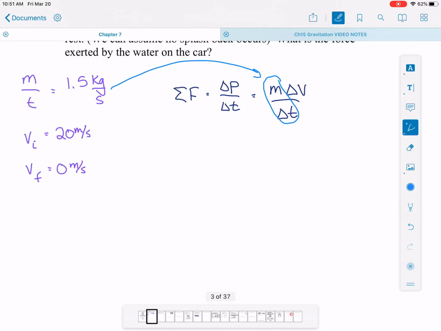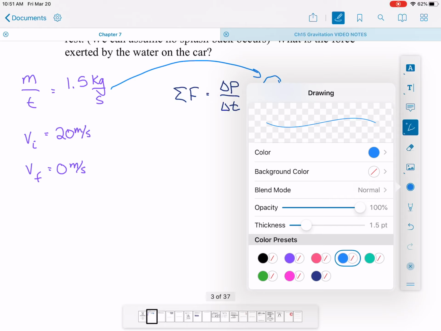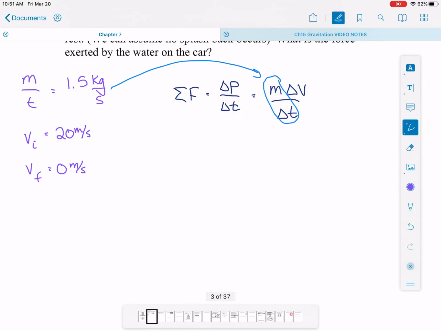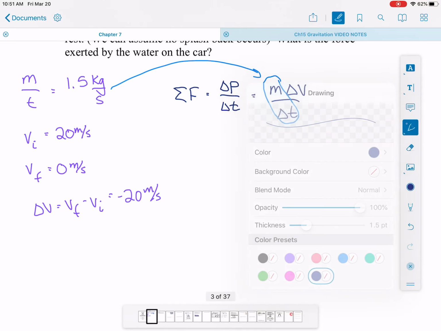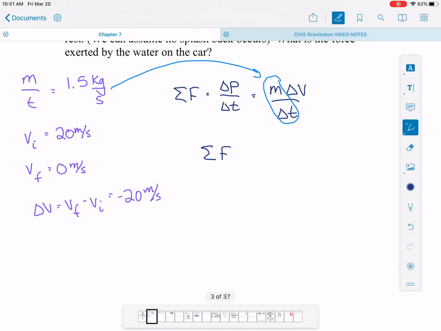Change in velocity is final velocity minus initial velocity, so we can figure out what that is. Delta V equals final minus initial, which is just negative 20 meters per second. So all we have to do to figure out my net force is multiply my mass per time, which is 1.5 kilograms per second, times my change in velocity, which is 20 meters per second. Therefore, my net force is equal to 30, and my units of force are newtons.